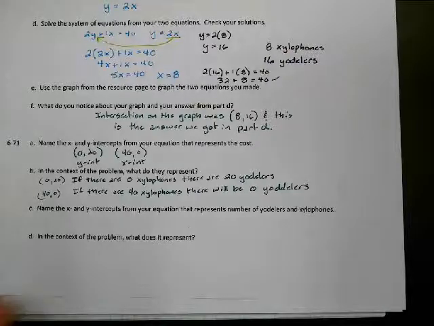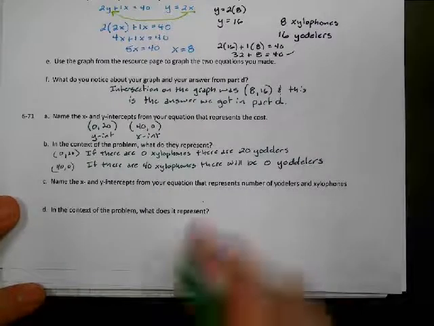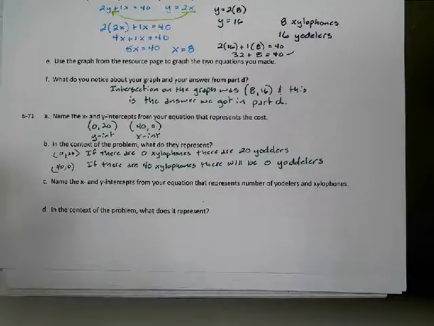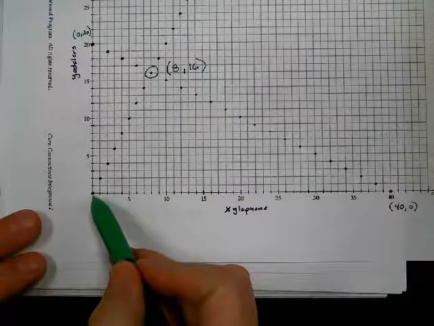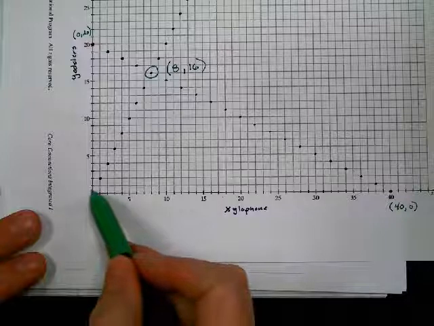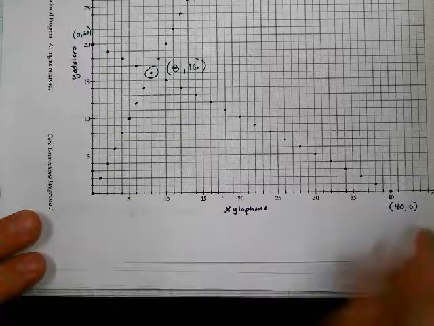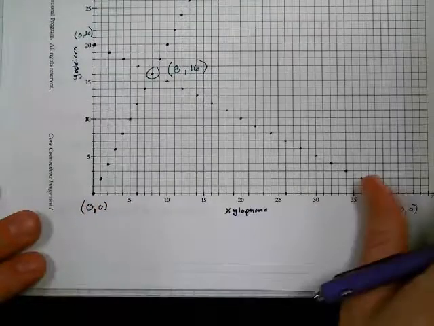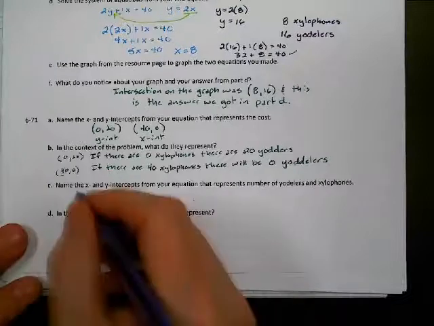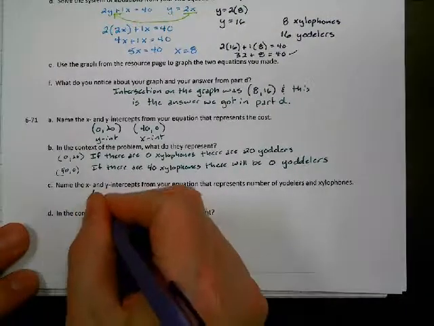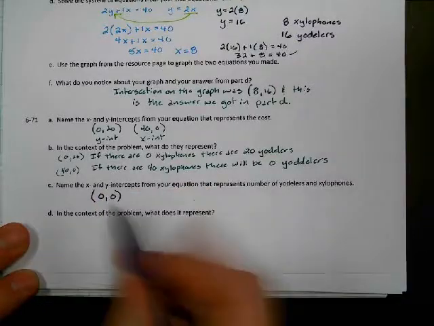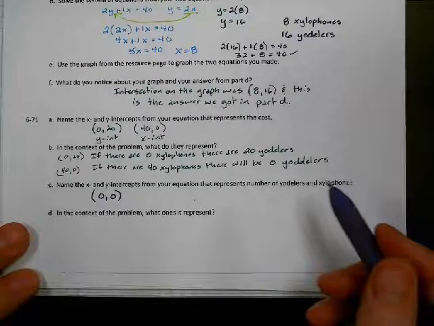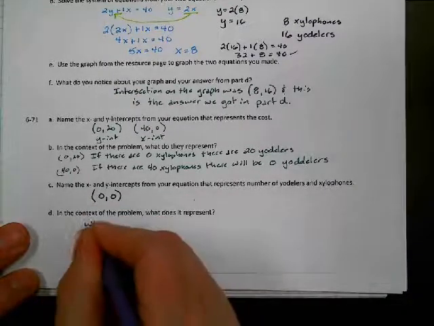We want to name the x and y intercept that represents the number of yodelers and xylophones. That's y equals 2x. Well, the x and y intercept are the same. They're both 0. So 0, 0 is my x and y intercept down there. So the x and y intercept for that one would be 0, 0. It's the x-intercept and it's the y-intercept. In context of the problem, what does that represent? That means when there are 0 xylophones, there will be 0 yodelers.